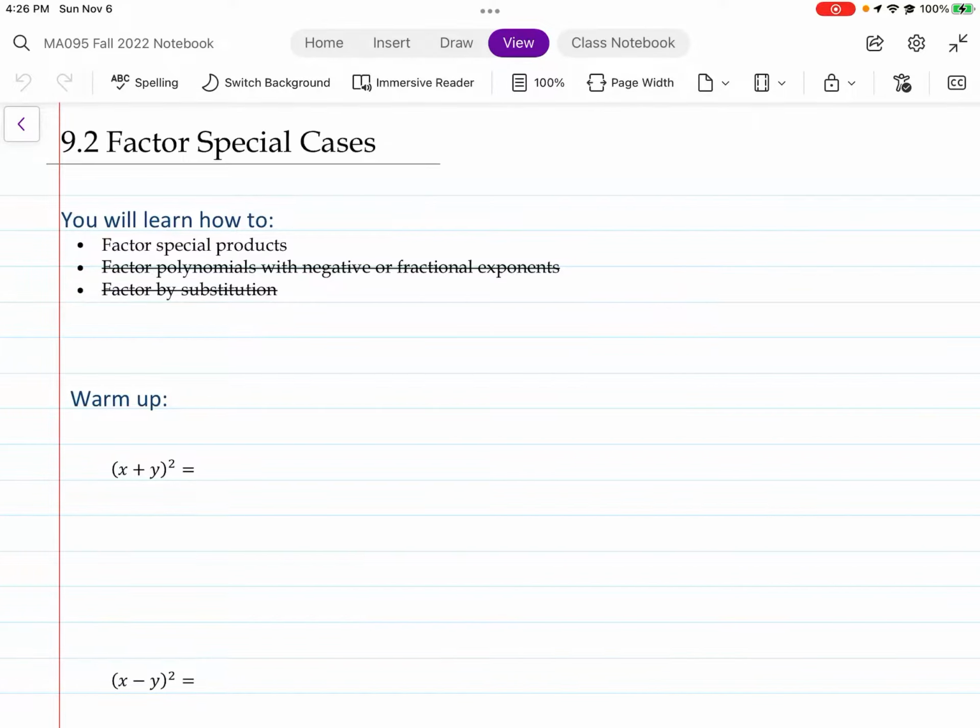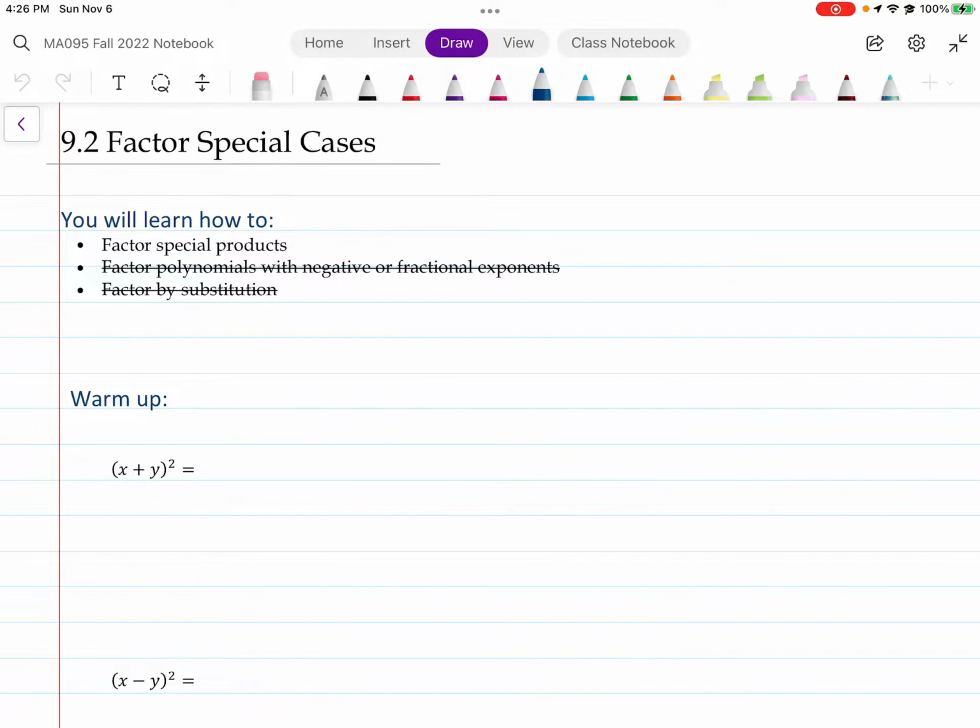Hi there, this is Professor Eckhouse, and I'm going to talk today about factoring special cases. And I'll show you what I mean by special cases in just a moment. But we're not going to be doing negative or fractional exponents, and we're not going to do factor by substitution. So those are two things that are in our book, and we're not going to do them.